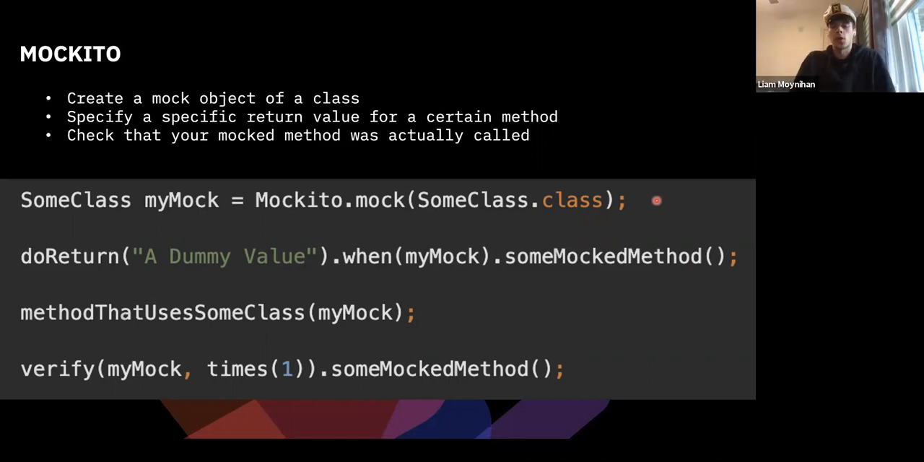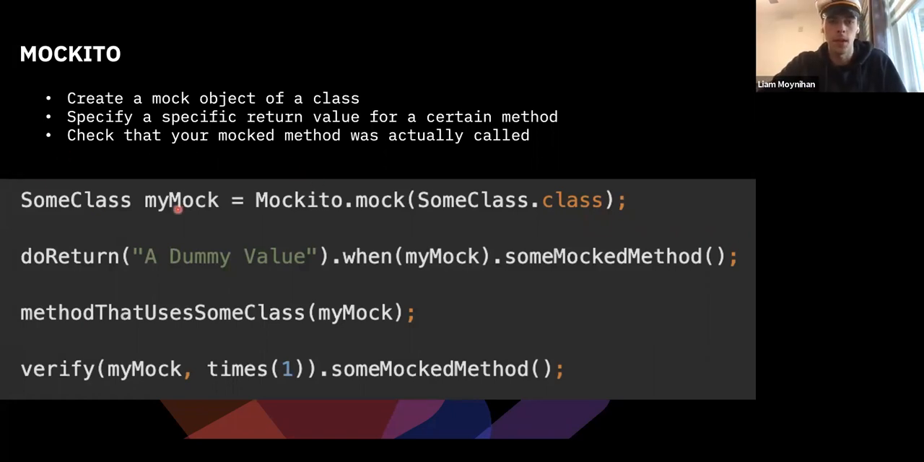So essentially the workflow for Mockito is we're first going to create a mock object of a class. Then whatever method that we're trying to mock, we're going to specify some specific value that we want to be returned. And then once we call the method that uses our mock, then we can also verify that the method we're interested in was actually called.